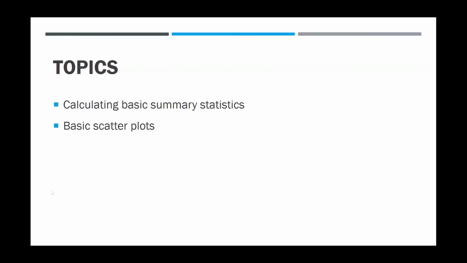So the main topics: calculating basic summary statistics, and we'll be creating some basic scatter plots. I'll also do a box plot as well, broken down by the different regions. So this should get you started. If you want to know a little bit more about more advanced plotting, make sure to check out the set of videos on ggplot. I'm going to be just using the built-in base functions here for plotting.